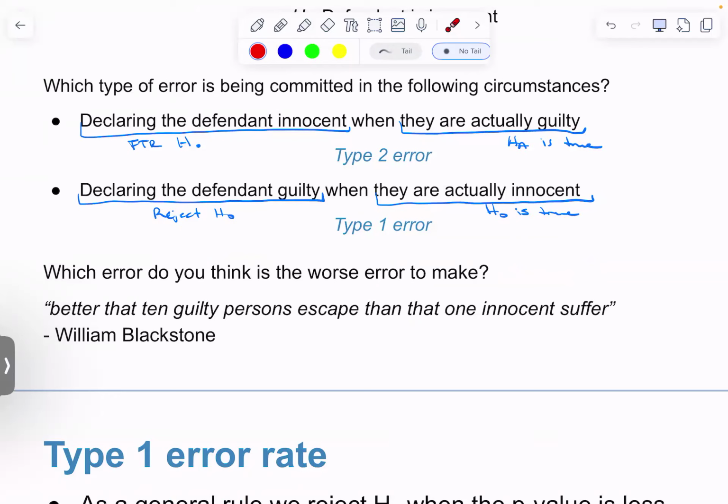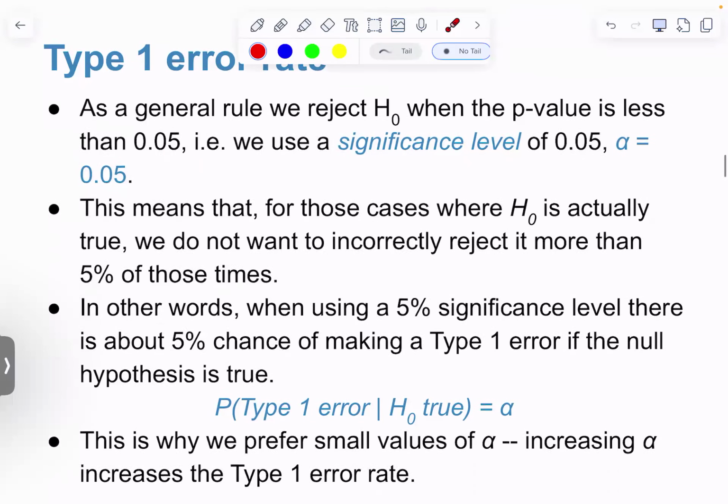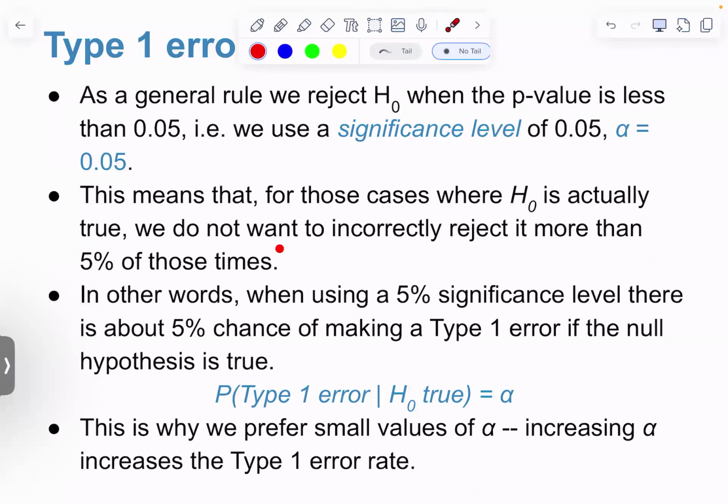So the type 1 error rate comes from our alpha level. And so we reject H0 when the p-value is less than 0.05. So that means we use a significance level of 0.05, or alpha is 0.05. And so for those cases where H0 is actually true, we don't want to incorrectly reject it more than 5% of those times. Now, we don't know if we're in one of those times, right? And we'll never know. Okay?